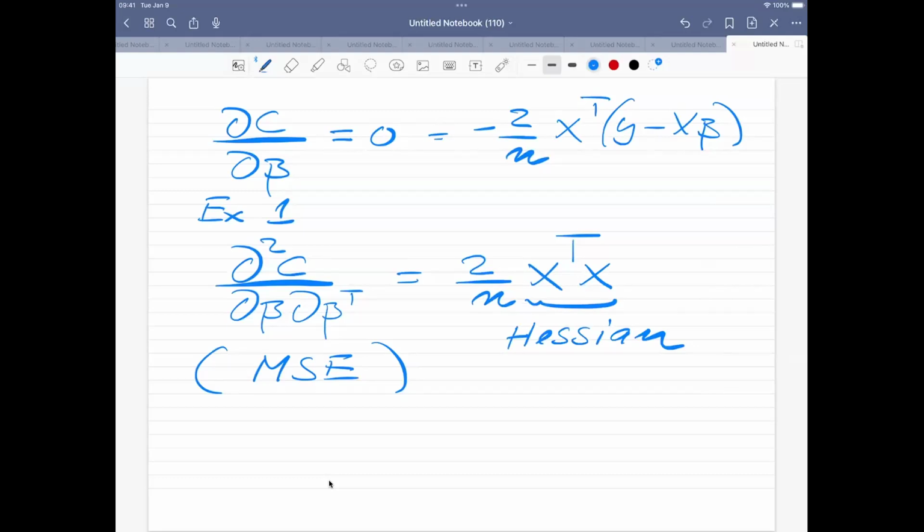Now, one thing we will show now is that this matrix leads to a convex problem when you do mean squared error. So that means that when we take the first derivative, we actually have a minimum. So we are dealing with a convex optimization problem.